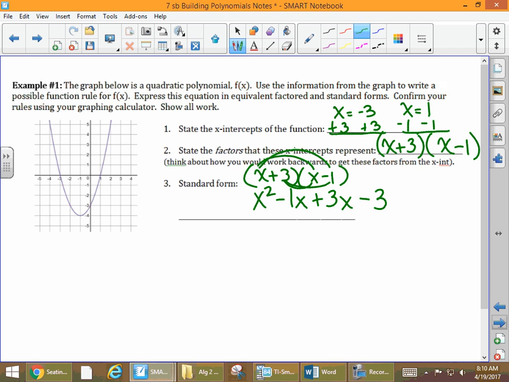So when we finish, and again, you might have to write underneath this line, standard form is y equals x squared. We have like terms here, negative 1x plus 3x is plus 2x minus 3. And if you compare to what we started with in the review section, we started with an equation like that, and we ended up with the roots. Here, we started with the picture, and we ended up with the equation.